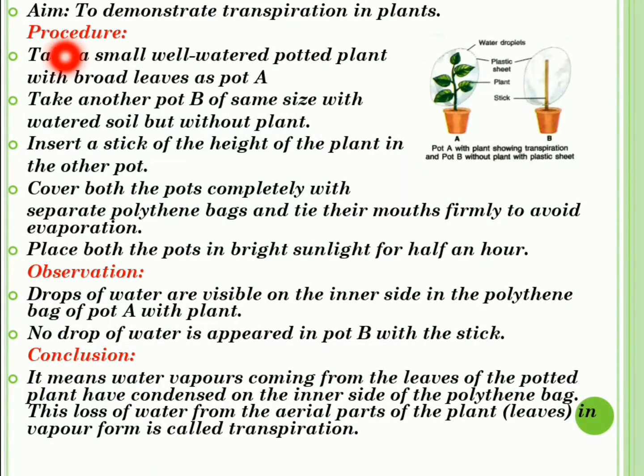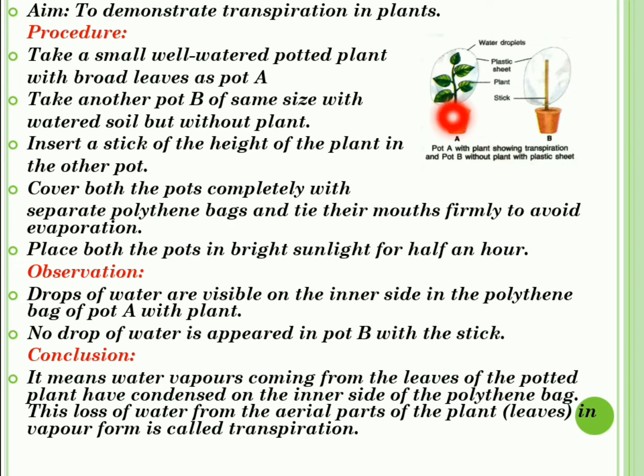Now students, let us demonstrate the process of transpiration in plants with the help of an activity. For this, take a small well-watered potted plant with broad leaves and label it as pot A. Take another pot B of the same size with well-watered soil but without a plant. Insert a stick of the height of the plant in this pot B.